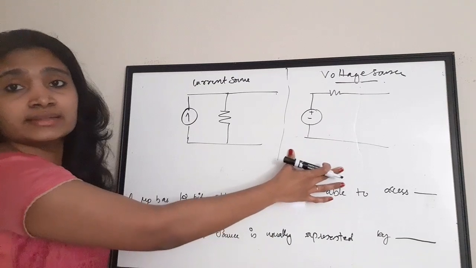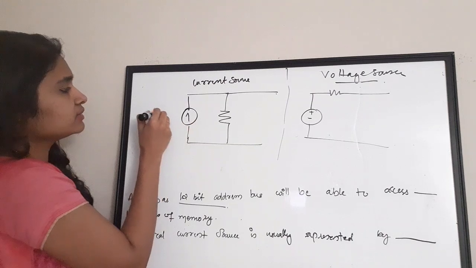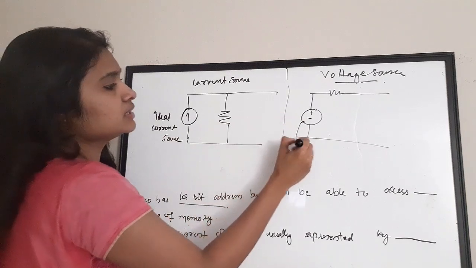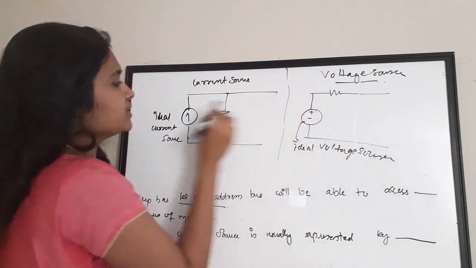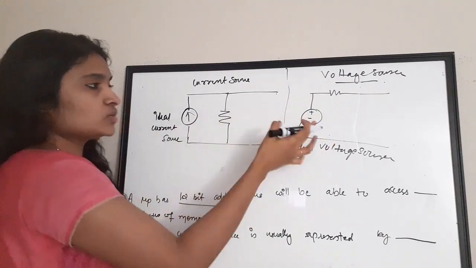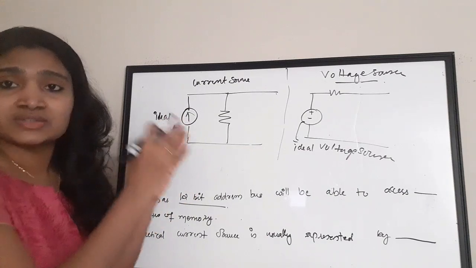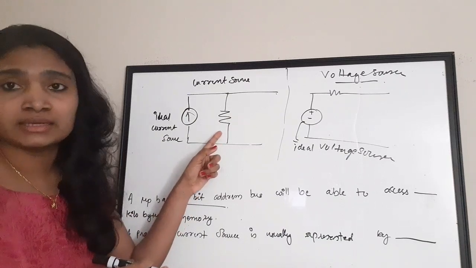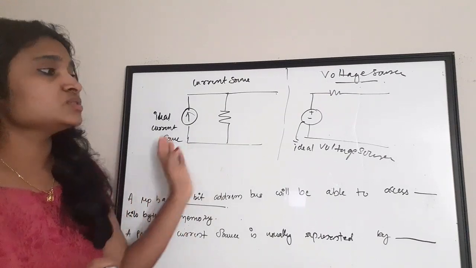A practical voltage source will look like this and a practical current source will look like this. This is an ideal current source and this is an ideal voltage source. When we are talking about the ideal case, we don't have to consider this internal resistance. But in the practical case, we have to take its internal resistance into consideration also. That is why for a current source we represent a parallel resistance, and for a voltage source we represent a series resistance.